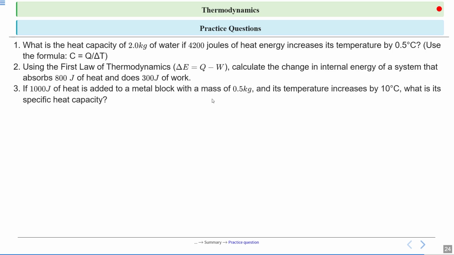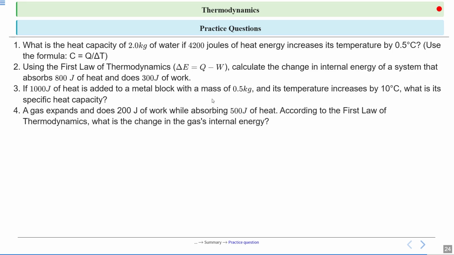Third, if 1000 joules of heat is added to a metal block with a mass of 0.5 kg and its temperature increases by 10 degrees Celsius, what is its specific heat capacity? In this question, you have to find the specific heat capacity. Fourth, a gas expands and does 200 joules of work while absorbing 500 joules of heat. According to the first law of thermodynamics, what is the change in the gas's internal energy? In this question, you have to find the change in internal energy of the gas.